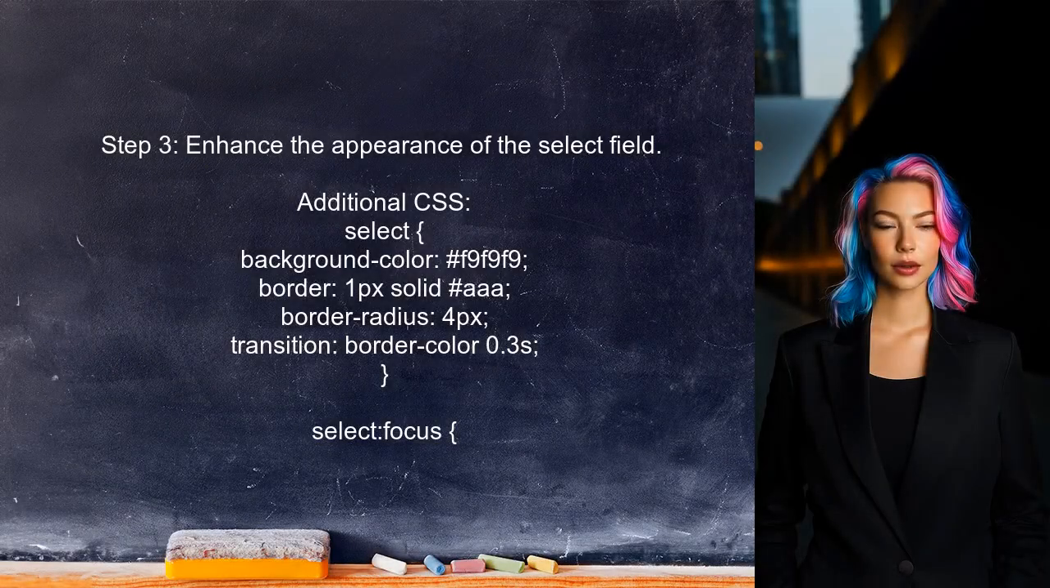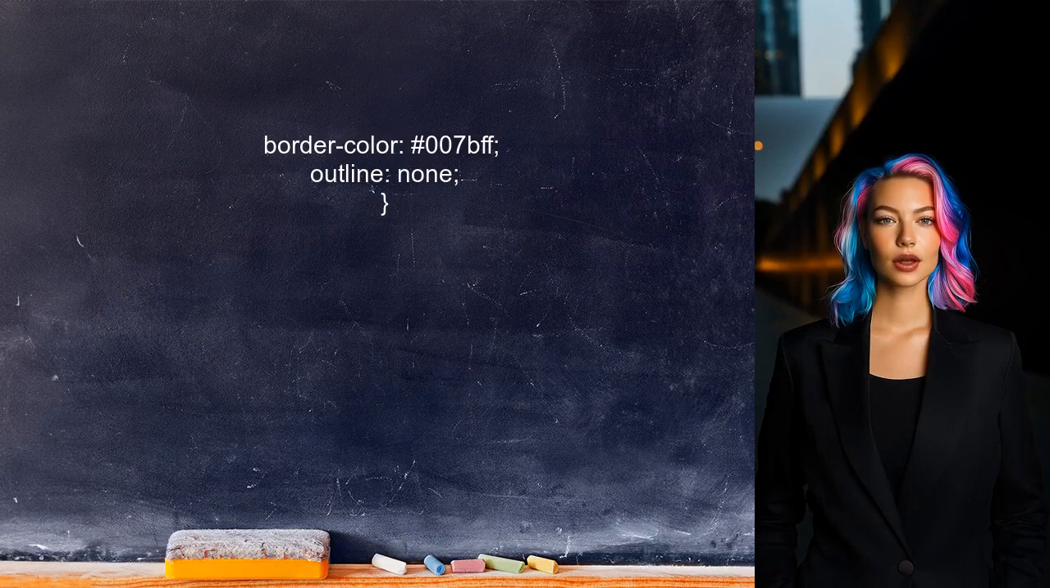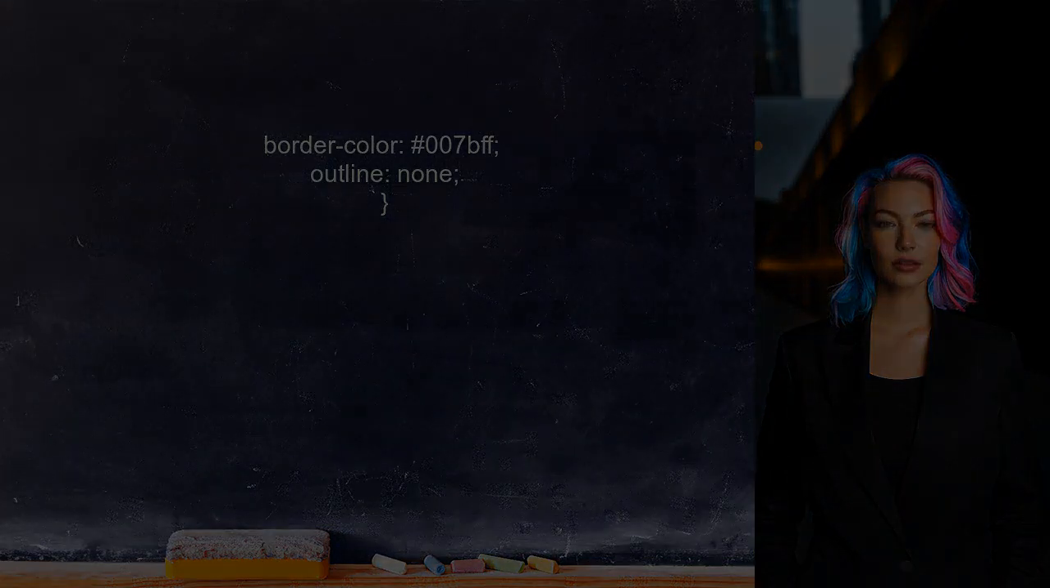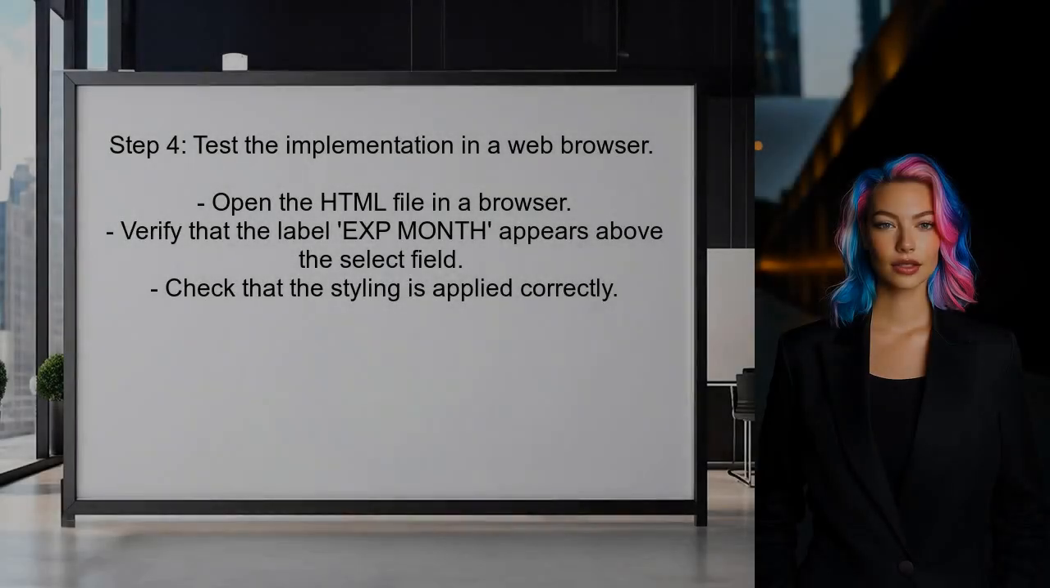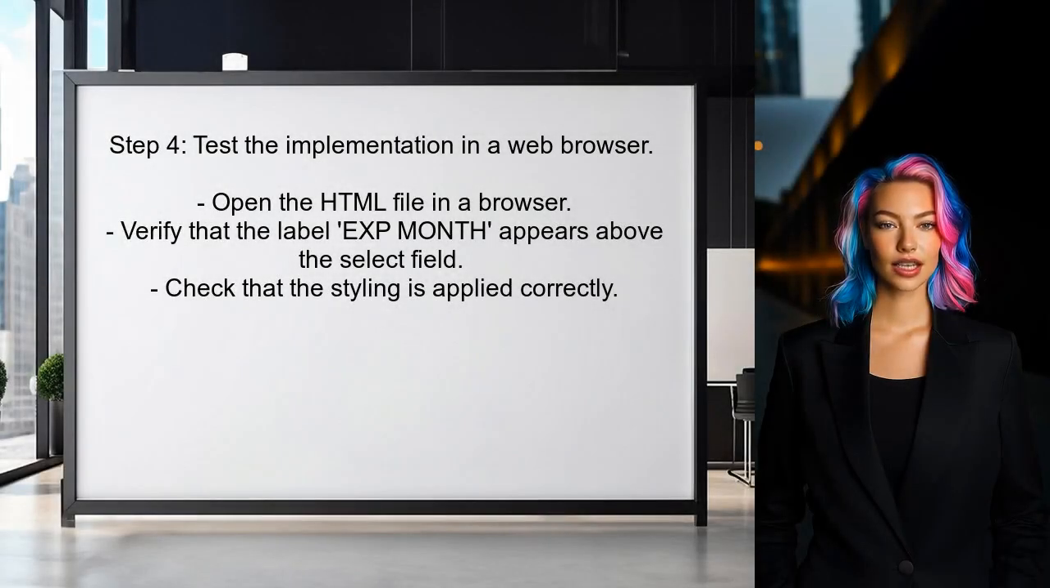Now the user can add additional styling to enhance the appearance of the select field. This includes adjusting the border, padding, and background color. Finally, the user should test the implementation in a web browser to ensure the label appears correctly above the select field and that the styling is applied as intended.